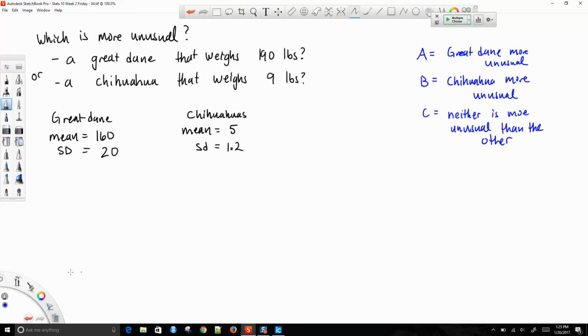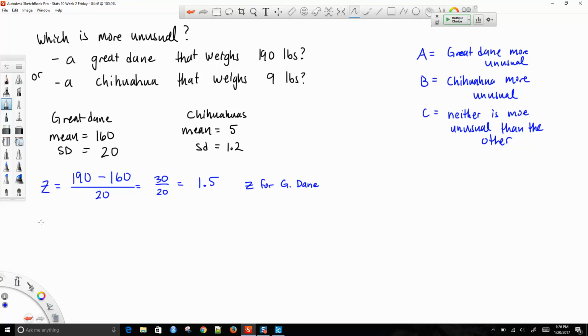Okay, so let's just quickly go through this and talk about which one is more unusual. So we'll look at the Great Dane, and we're going to calculate the Z-score for the Great Dane. Our Great Dane is 190 pounds, which is a big dog, and you don't want to see that thing charging at you. So 190 pounds is our observation. We're going to subtract off the mean. So this Great Dane is 30 pounds above the average. And each standard deviation is 20 pounds, so this is 1.5 standard deviations above the mean. So the Z-score for the Great Dane is 1.5. This is Z for the Great Dane.